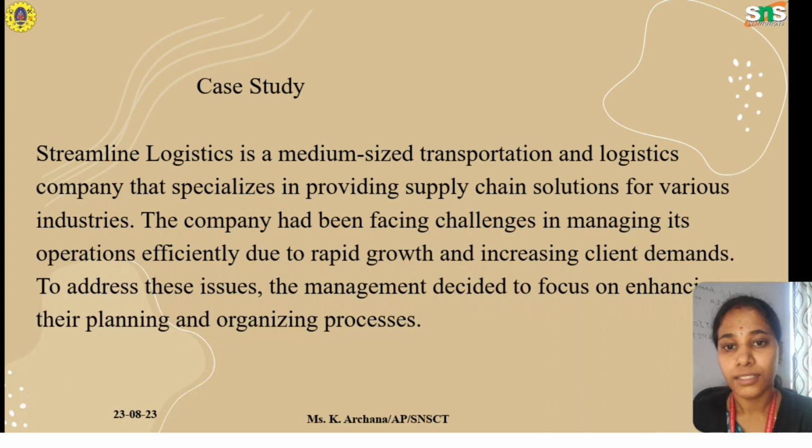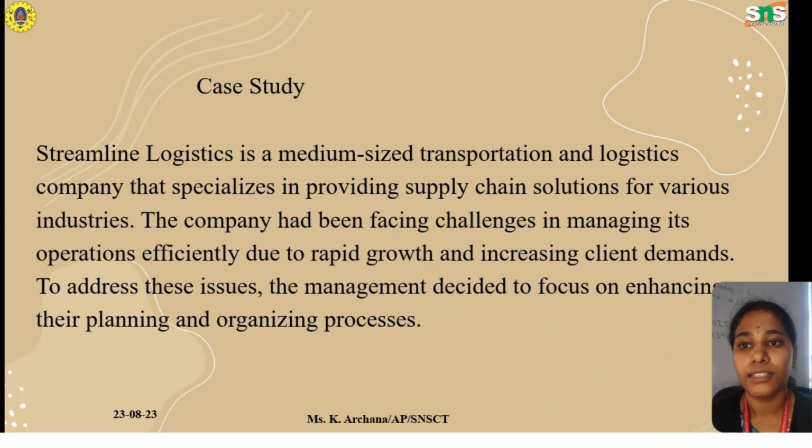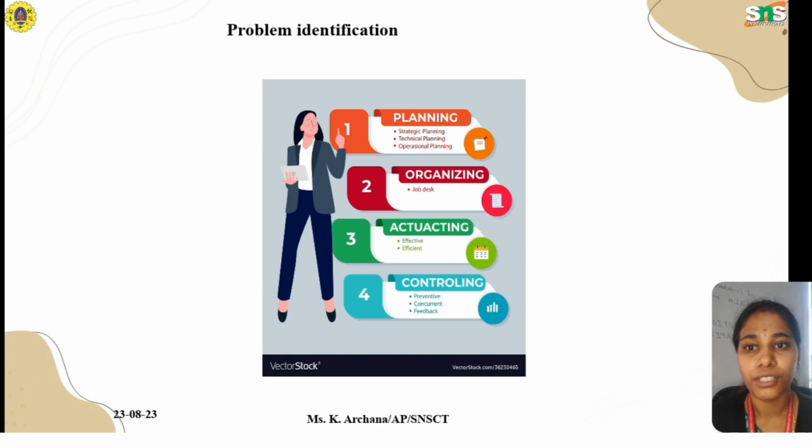In this case, Streamline Logistics is a medium-sized transportation and logistics company that specializes in providing supply chain solutions for various industries. The company had been facing challenges in managing its operation efficiently due to rapid growth and increasing client demands. To address these issues, the management decided to focus on enhancing their planning and organizing process. So the main problem they are facing is efficiency in planning and organizing.